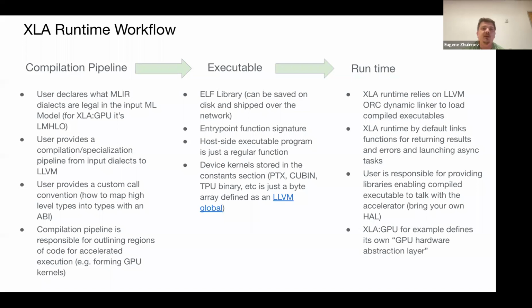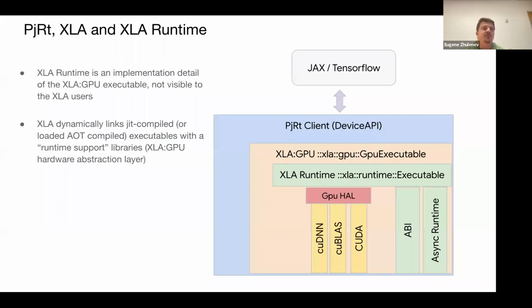So right now, the ELF file constant section has a PTX and cuBIN, and it means that you can start your XLA program in a few milliseconds. And XLA Runtime relies on the LLVM ORC dynamic linker to load this ELF file. It links it with the runtime primitives, like you link it with the libc. And for XLA GPU, XLA provides its own hardware abstraction layer with different custom calls that implement device abstraction, like launching a kernel, launching convolution, launching gemm, stream synchronization, memory copy, and things like that.